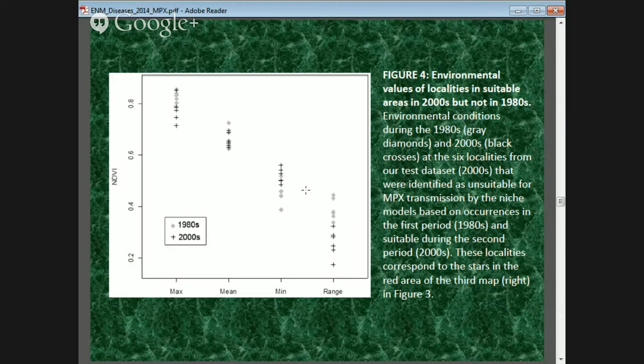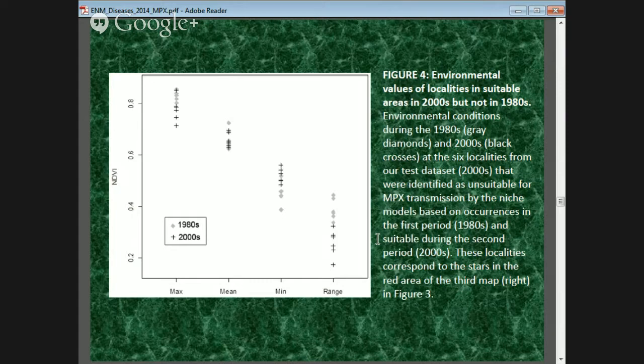You can see that the main difference is that the maximum value of NDVI is maybe a little lower, but the minimum value of NDVI present at those localities is higher now, and the range of values at that particular place through the year is very, very low.